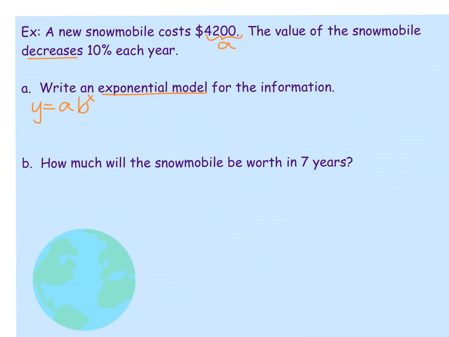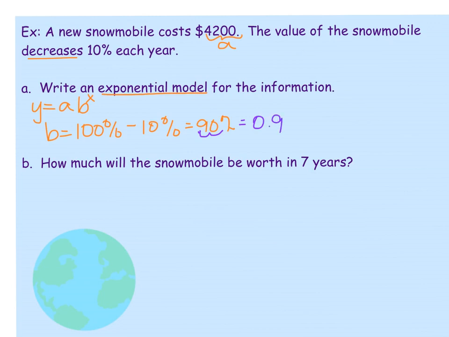To get the b value, remember we always start with that template of 100%. That's the original worth of the snowmobile. Since it's decreasing, we're going to subtract the value it decreases each year. 100% minus 10% is 90%. But then as we convert that to its decimal counterpart, I'm going to go 2 places to the left. That's going to make our decay factor 0.9.